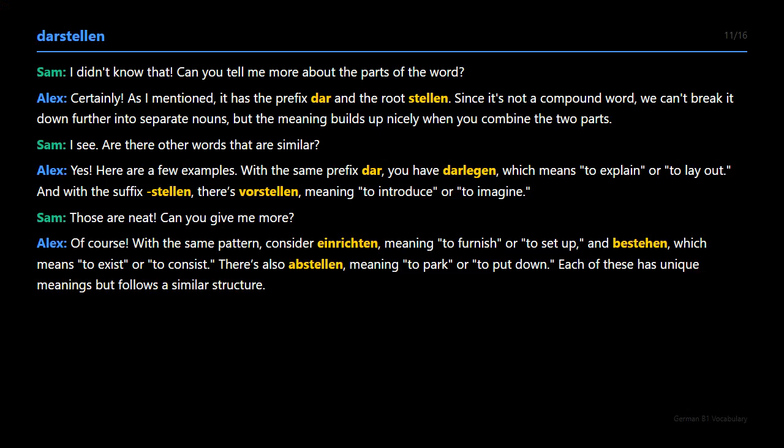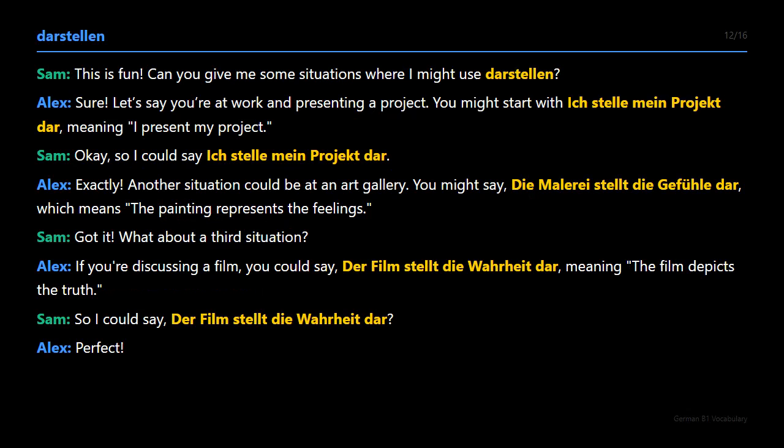Of course. With the same pattern, consider einrichten, meaning to furnish or to set up, and bestehen, which means to exist or to consist. There's also abstellen, meaning to park or to put down. Each of these has unique meanings but follows a similar structure. This is fun. Can you give me some situations where I might use darstellen?